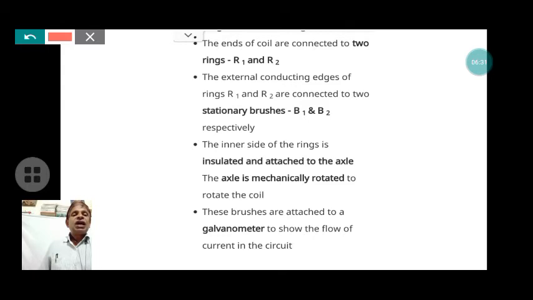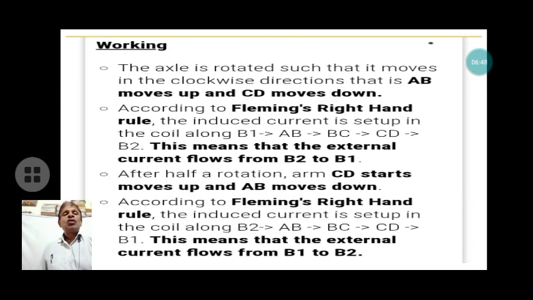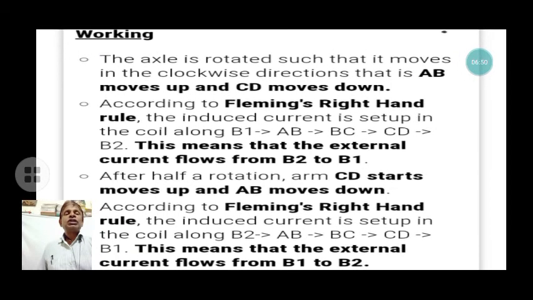These brushes B1 and B2 are attached to the galvanometer or load that shows the flow of current in the circuit. These are the basic construction of the electric generator. Now, I am going to discuss the working of the electric generator.